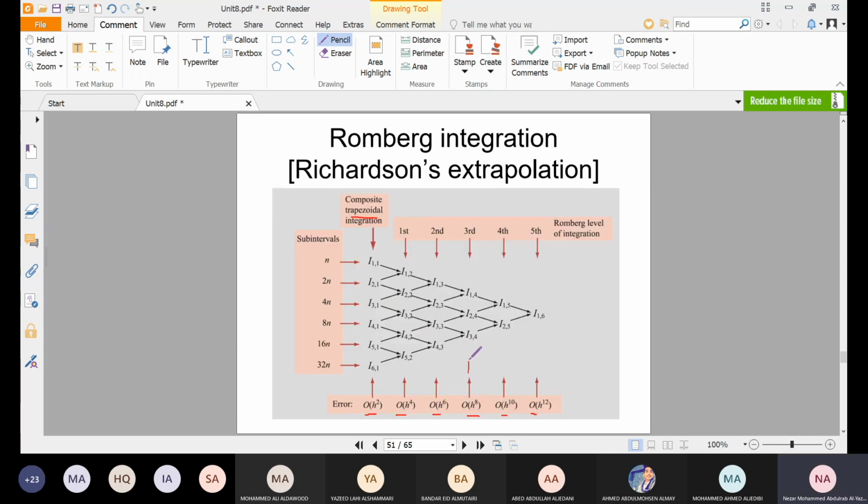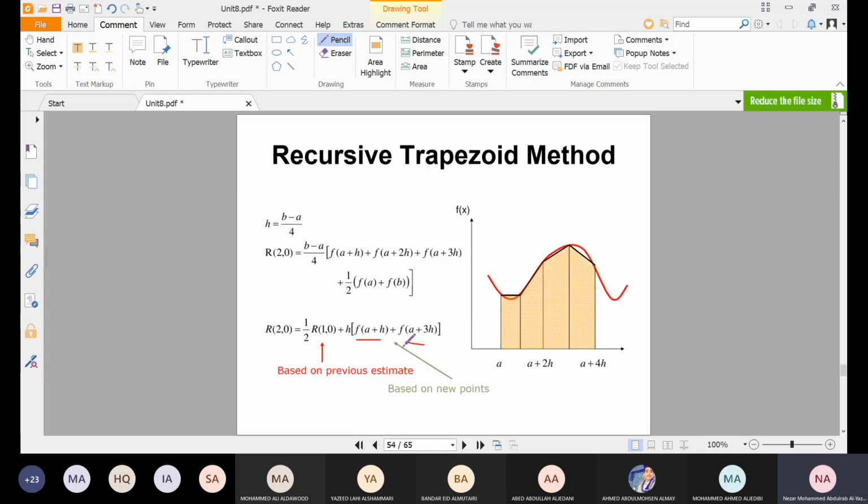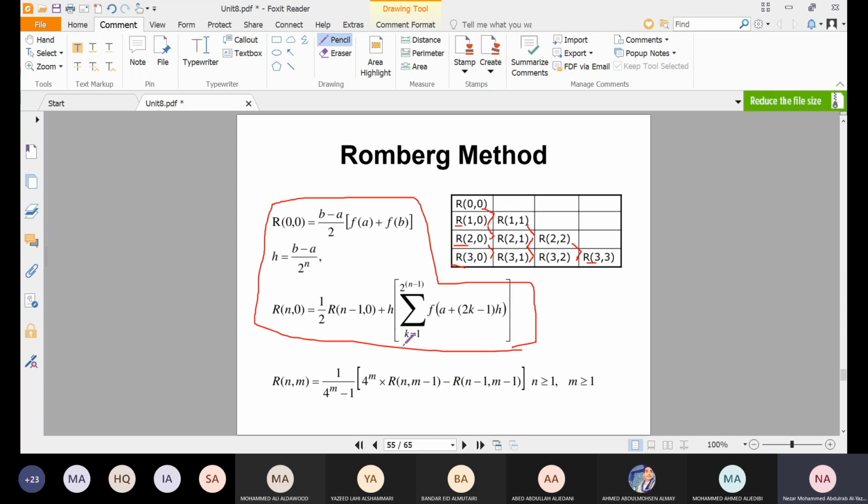This is the column. We use this one: 64 over 63 times I_m, multiplied by 1 over 63 times I_l. So it's used for this one. If you want to estimate for this one, we use the previous one for h^6, and this is for h^4 or these algorithms. Otherwise, I will give you these forms.